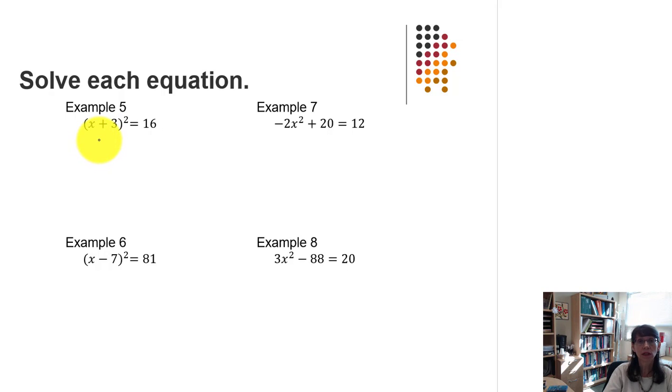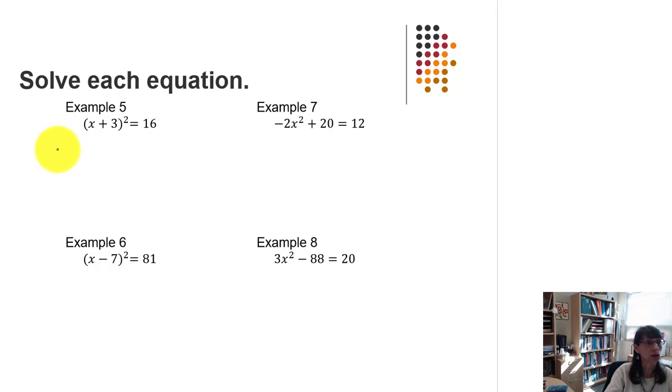In this video, we're going to solve equations involving quadratic terms, and we'll be using the square root property. In example 5, we have a quantity squared equal to 16. So to undo the squaring, we're going to think about taking the square root of each side of the equation.